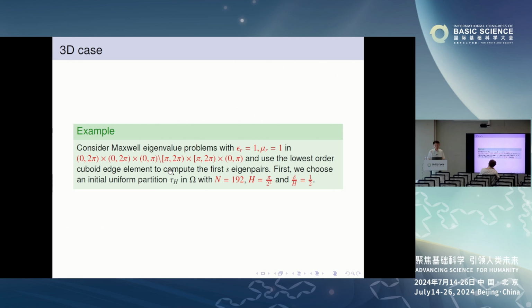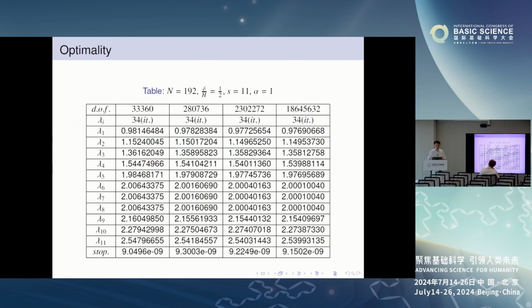We can also extend it to the 3D case. You can see if you solve these 11 eigenvalues together, from 33,000 to 18 million degrees of freedom, very large, you always need 34 iteration steps, very fixed, just the same. It doesn't depend on the size of the matrix.